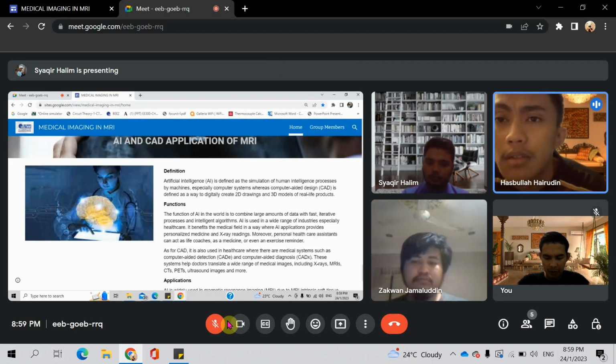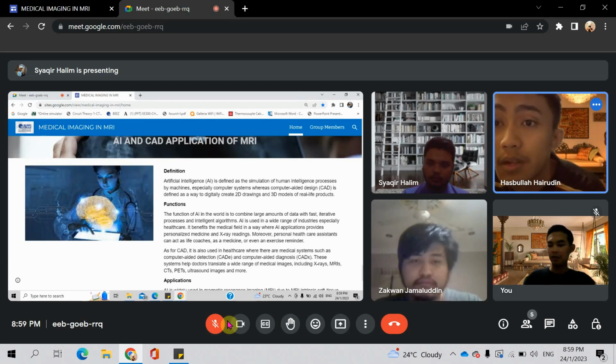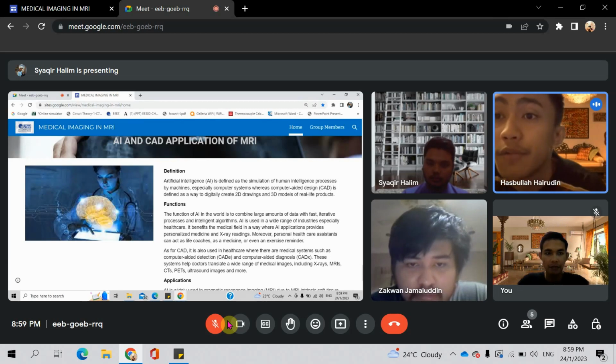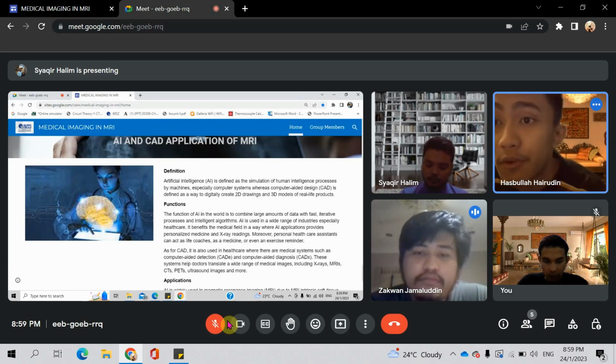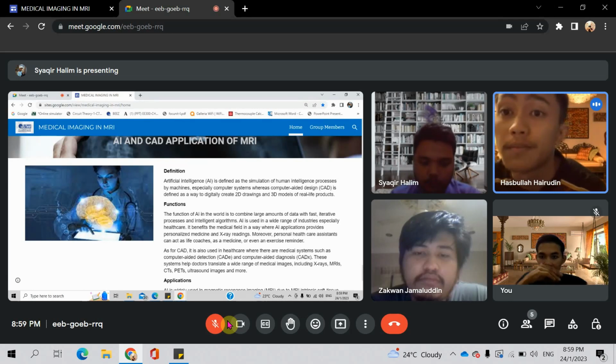Before we start on the application or uses of AI and CAD, let's know about what is actually AI and CAD. So first of all, AI stands for artificial intelligence. It's defined as the simulation of human intelligent processes by machines, especially computer systems. Whereas CAD stands for computer aided design. It is a way to digitally create 2D drawings and 3D models of real life products.